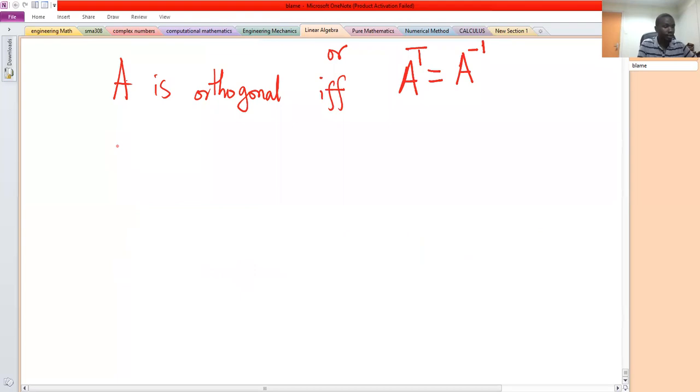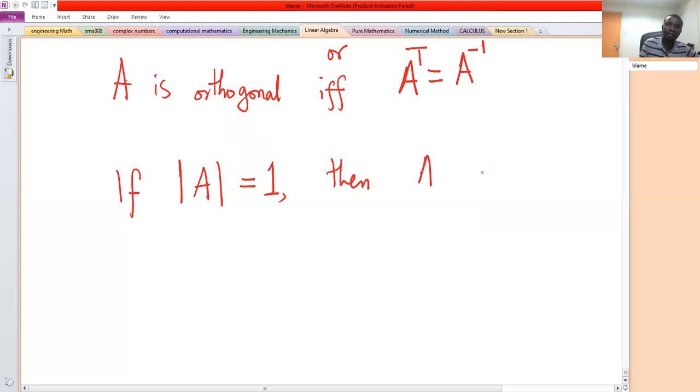And then, if the determinant of a matrix A is equal to 1, then A is called a proper matrix. If this A is orthogonal and its determinant is 1, then it is proper.